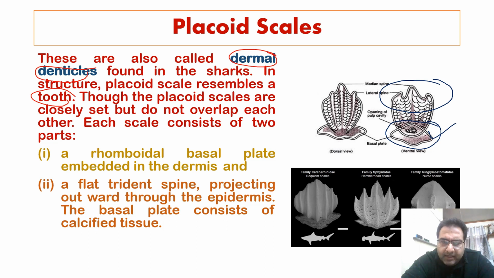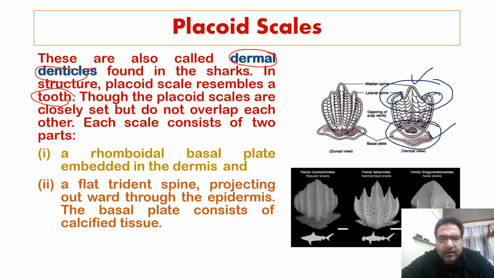This basal plate consists of calcified tissue. So it has the longer one, which is called the median spine, and these two lateral ones, the adjacent ones, we call the lateral spines. And according to Wiechert 1970, it is a bony plate which indicates the relic of the ancestral bony armor.